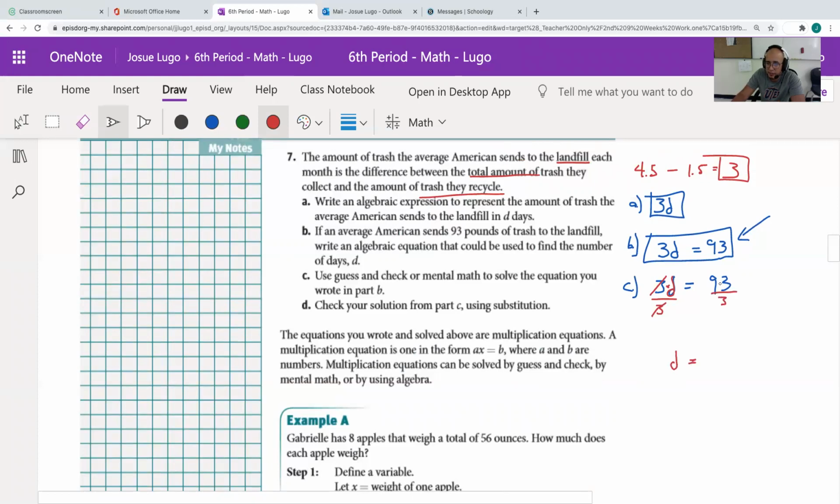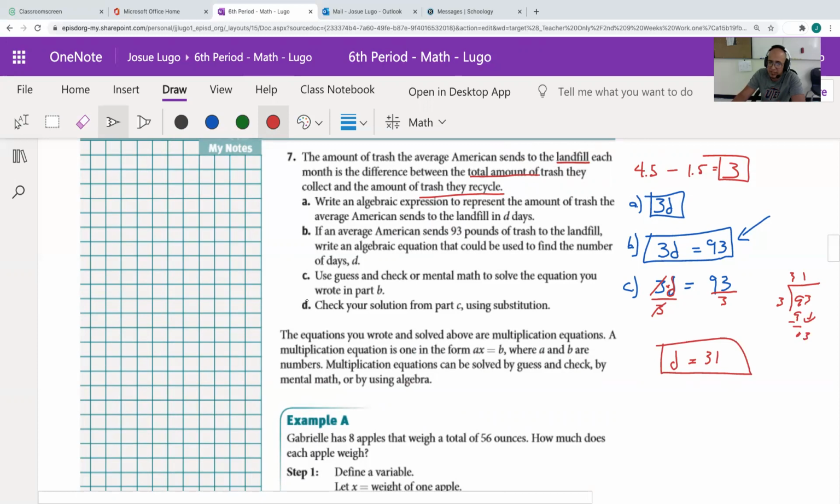93 divided by 3. If you can't do that in your head, that's fine, but 93 divided by 3 is equal to 31. If you don't believe me, you can work it out. 93 divided by 3. Bring down the 3. 3 goes into 3 once, so it's 31. That means that it would take 31 days to produce 93 pounds of trash.